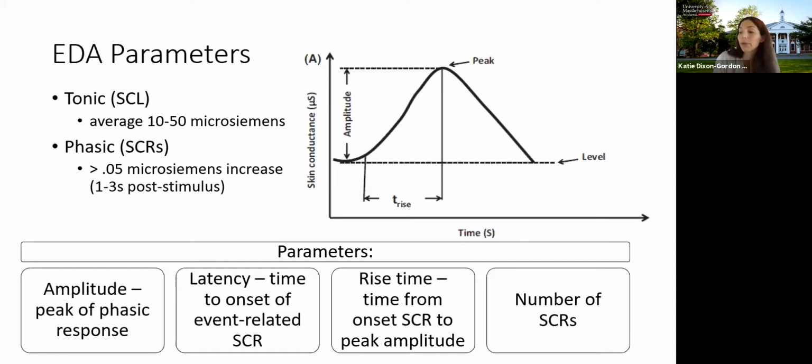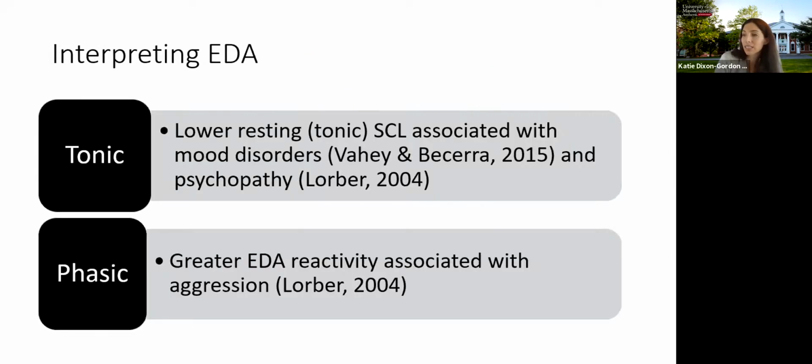You might look at the number of skin conductance responses during a particular period. You could look at how swiftly that skin conductance increases. It's probably just worth knowing that there is a subset of people, maybe like 15 to 20% of people, who are non-responders in terms of skin conductance. Theoretically, that doesn't mean you can't get skin conductance levels, but it does mean that the meaning of skin conductance responses for those individuals is going to be different. Typically we see lower levels of skin conductance in mood disorders and psychopathy, and greater reactivity is associated with aggression.